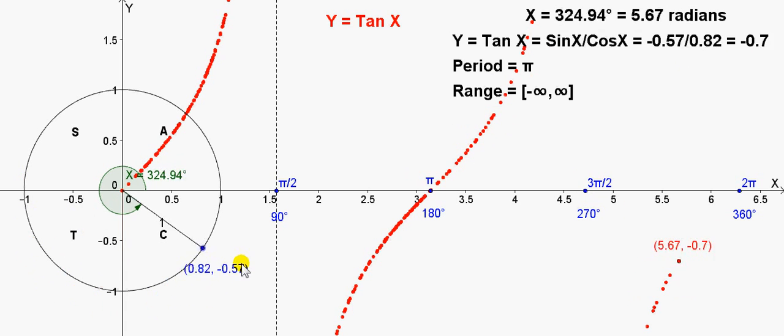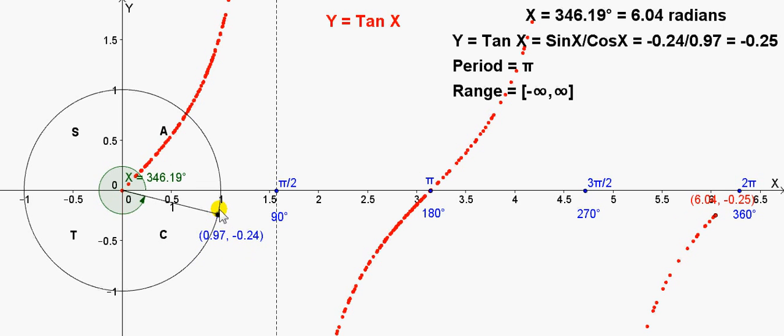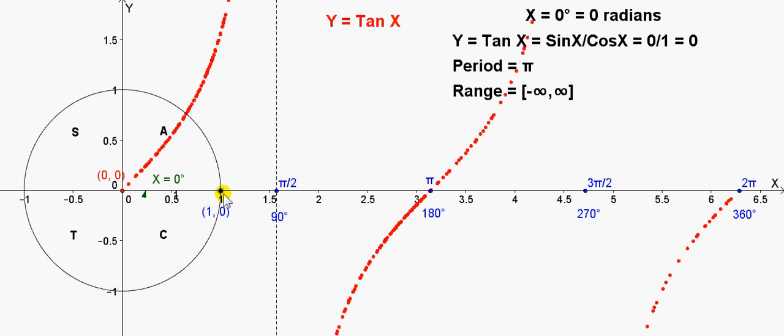So we're in the C quadrant, so the tan function is negative, so the graph is below the x-axis. We're dividing a negative value by a positive value. Sine over cos is negative. The tan of 360 is the same as the tan of 0. That's 0. So we have another vertical asymptote here at 3 pi over 2 radians.